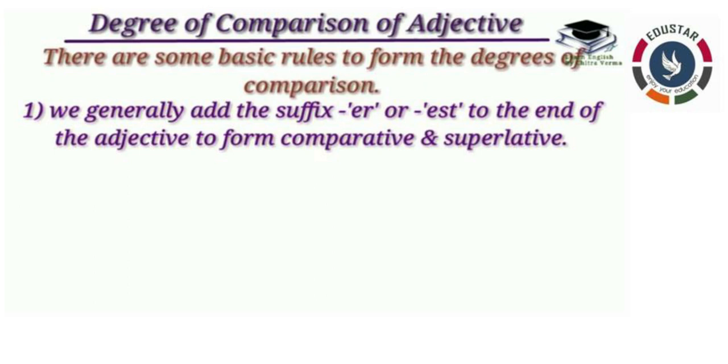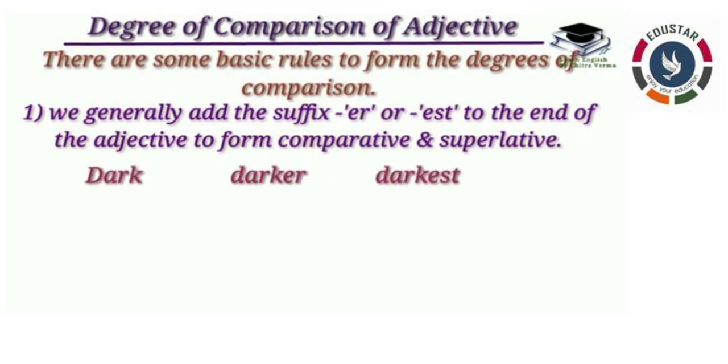And your first example is dark, darker, darkest. Here dark is the adjective, and while we are changing the adjective dark to comparative form, we should add er. So dark becomes darker. And for superlative form, we add est. So dark becomes darkest. So dark is a positive form, darker comparative form, and darkest superlative form. Can you understand your first rule?